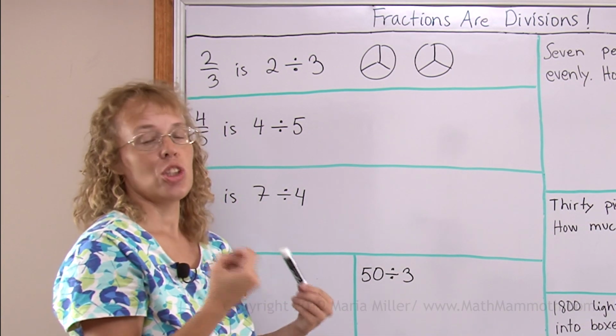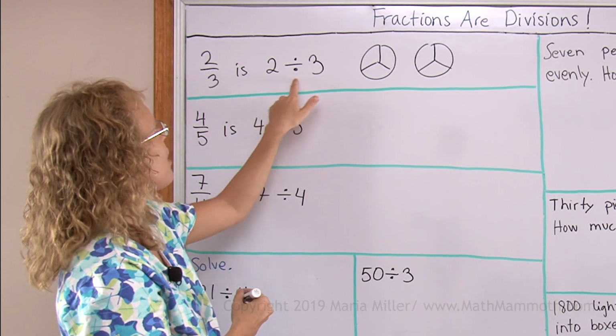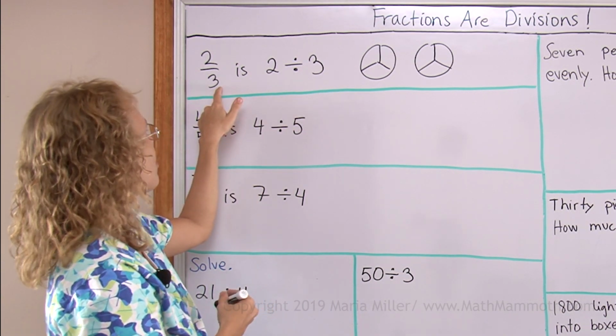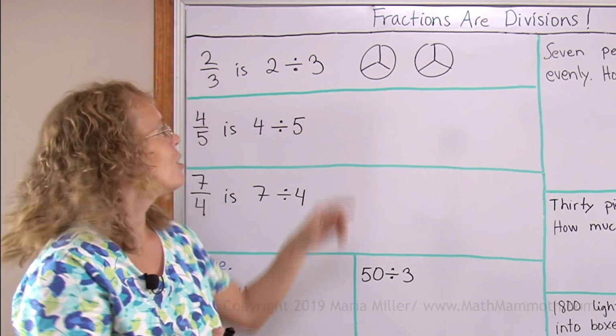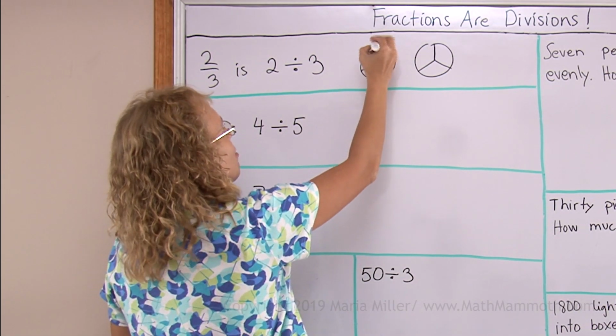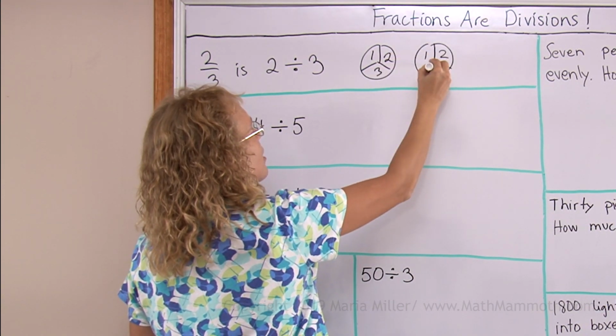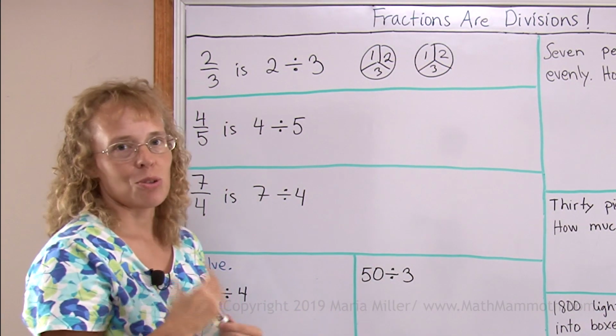Each person gets 2 slices, 2/3, right? So indeed, 2 divided by 3 equals 2/3. Remember, division by a whole number, you can think of equal sharing. You know, the first person gets this and this, second person gets this and this, and the third person gets this and this. Each person gets 2/3.